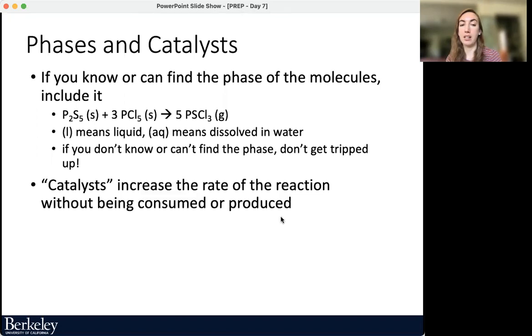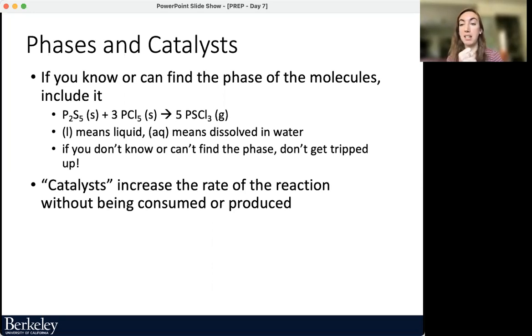And then the other thing that I want to talk about is catalysts. There are multiple whole fields of science devoted to catalysts, so we're not going to try to fully understand everything about catalysts and how they work. But the most important basic thing is that they increase the rate of the reaction. They make the reaction faster or more efficient without actually being consumed or produced.